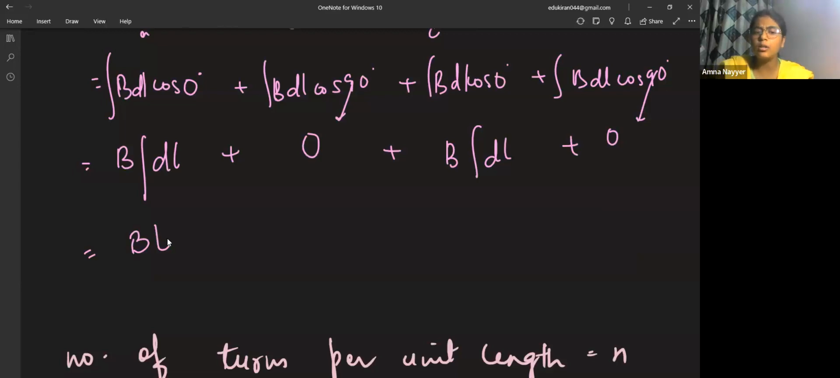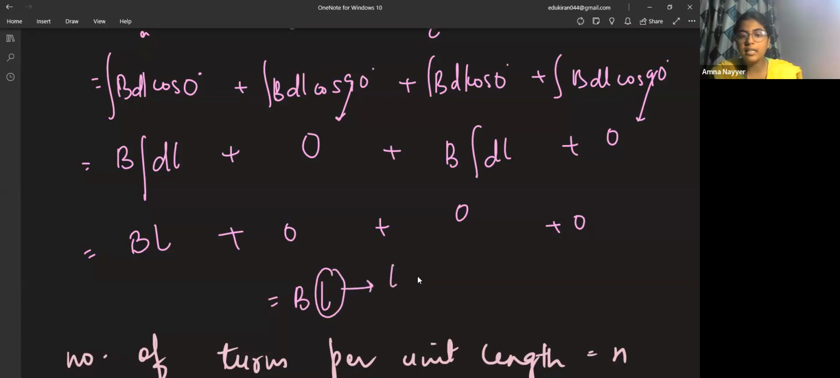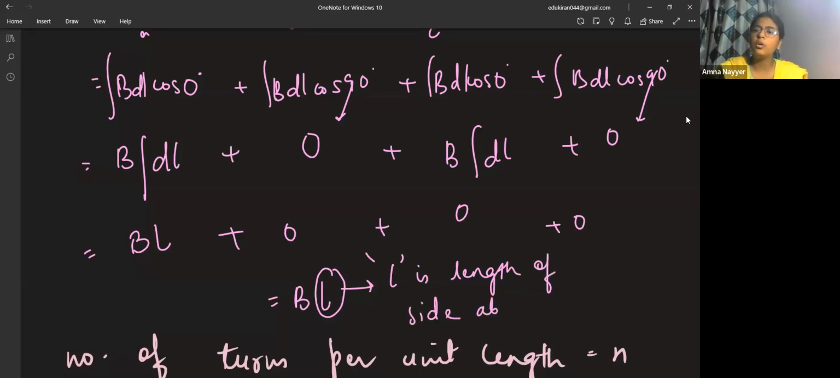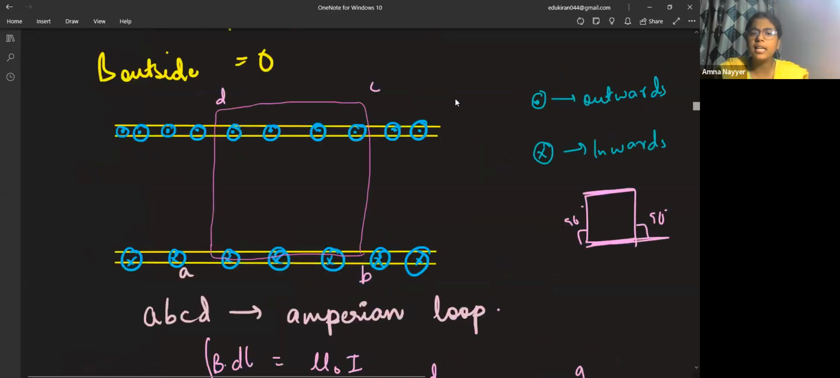L is the length of the side, let's assume. B L plus 0. This also becomes 0 and this was already 0. So finally what we are left with is BL, and L is what? L is the length of side AB, the total length, because we do not know the length of the solenoid.